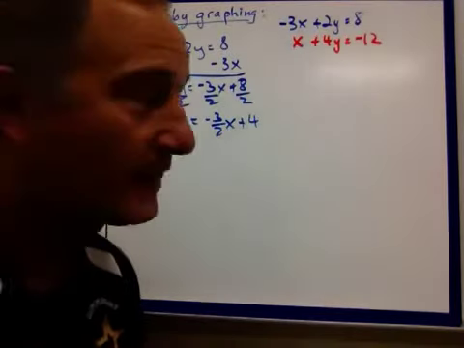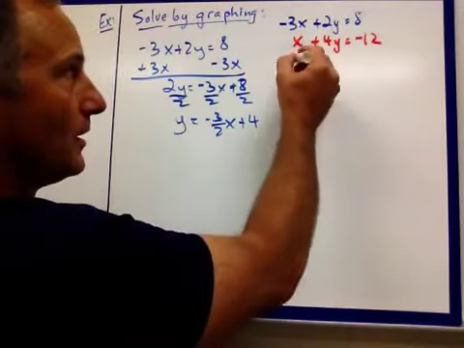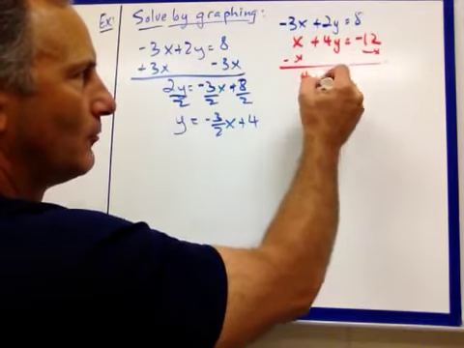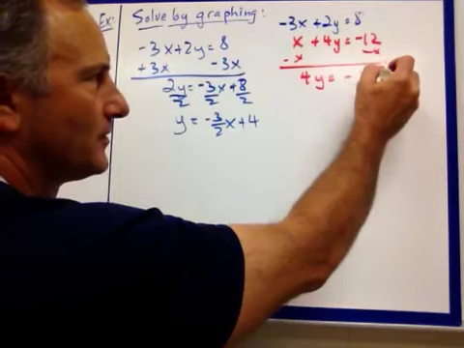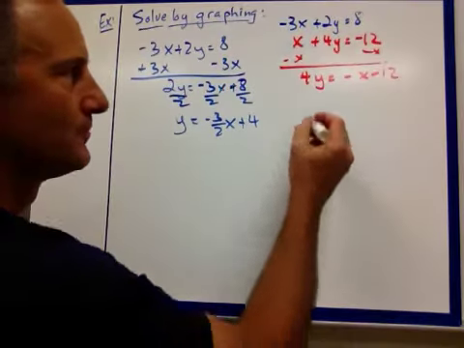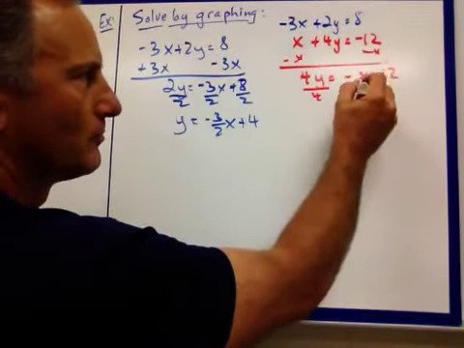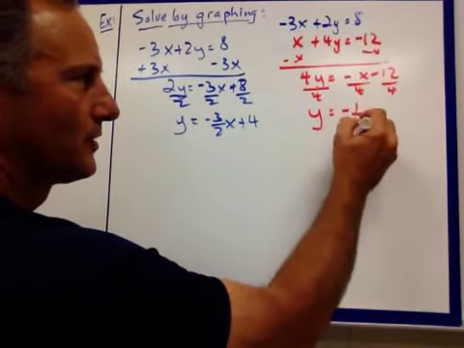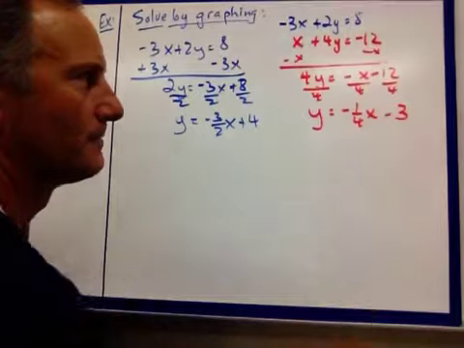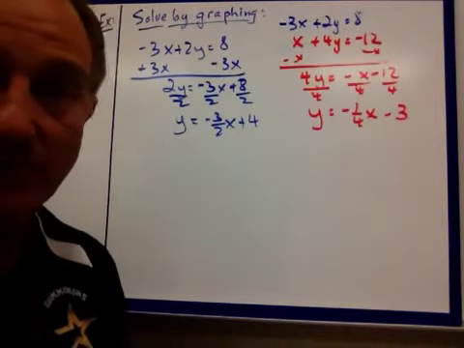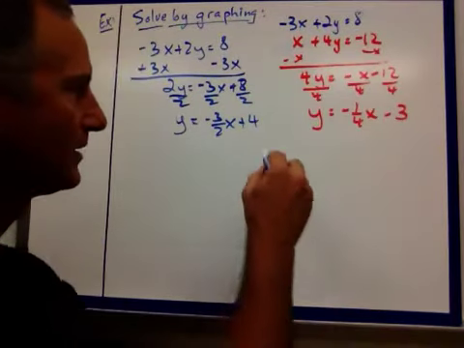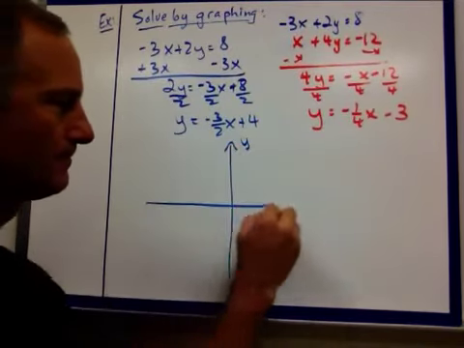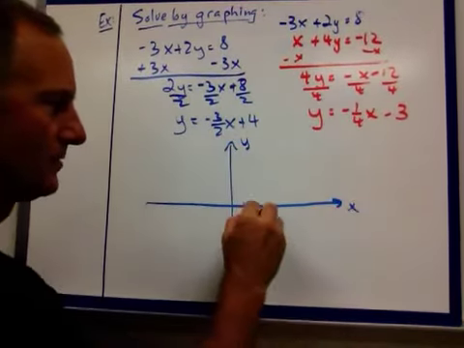Okay? Second equation over here, I'll do it in red. I'm going to subtract the x. 4y equals negative x. That's a negative 12, so I'll put minus 12. Divide out the 4. And I get y equals negative 1/4 x minus 3. 4 goes into 12 3 times. So there's my two equations. Now let's graph. There's your y. There's your x.